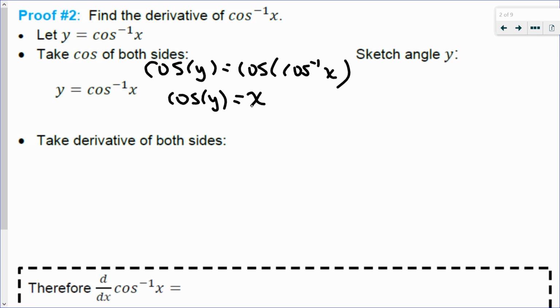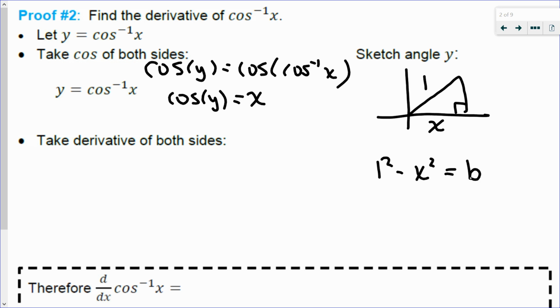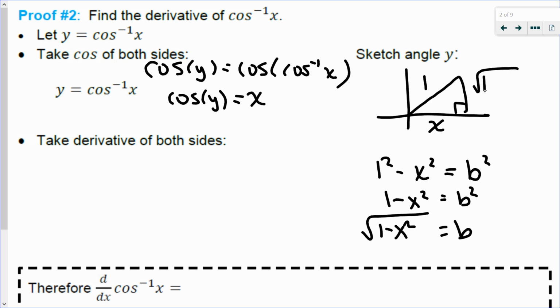Now, cosine is positive, and positive is in quadrant 1, so let's draw that angle there. Cosine is adjacent over hypotenuse, so x over 1. I can use the Pythagorean theorem, c squared minus a squared equals b squared. So 1 minus x squared is equal to b squared. So b is equal to plus or minus, but in quadrant 1 it's just plus, the square root of 1 minus x squared.